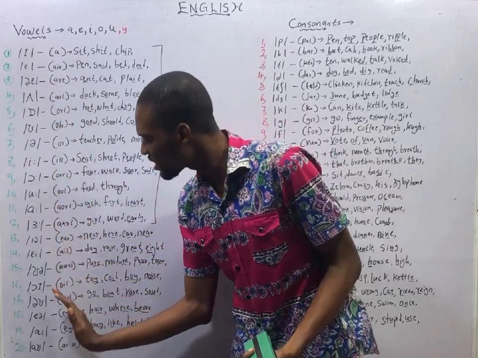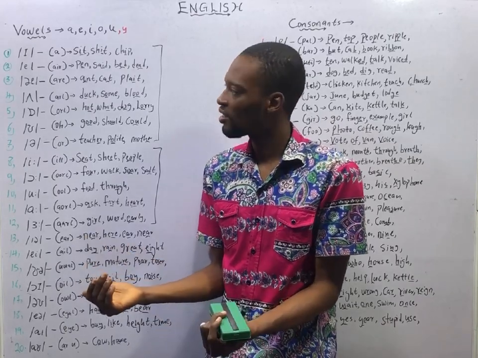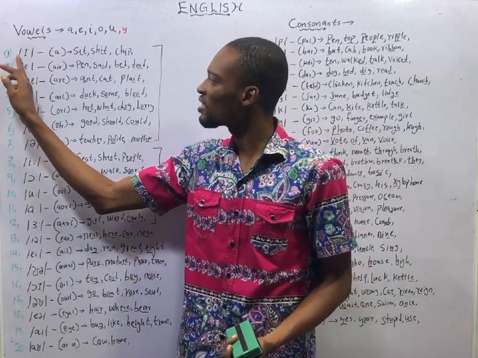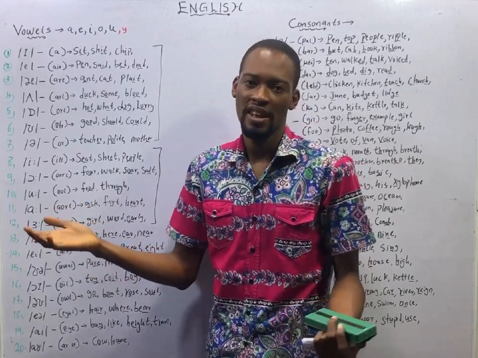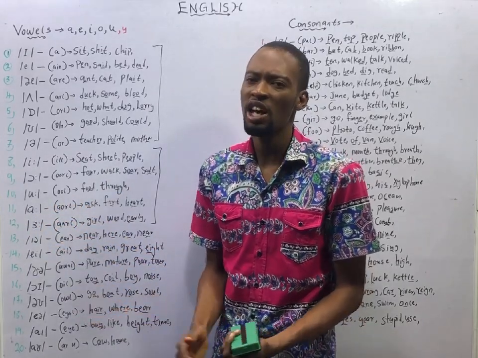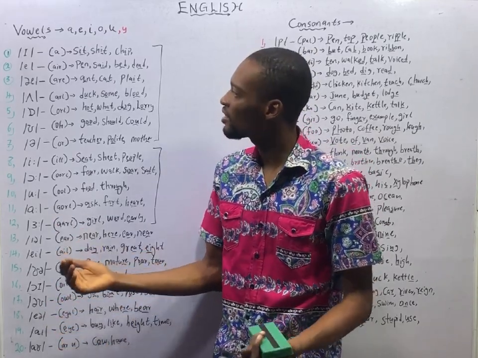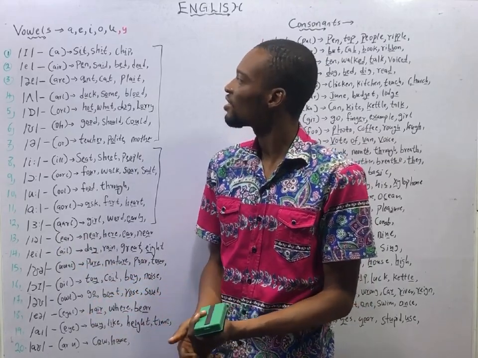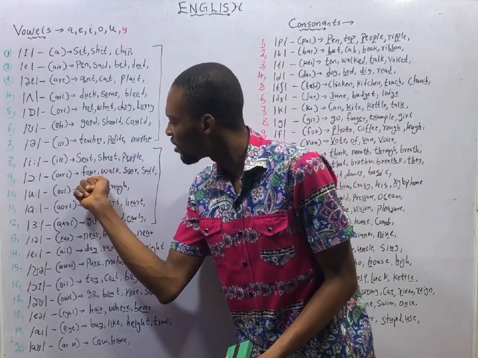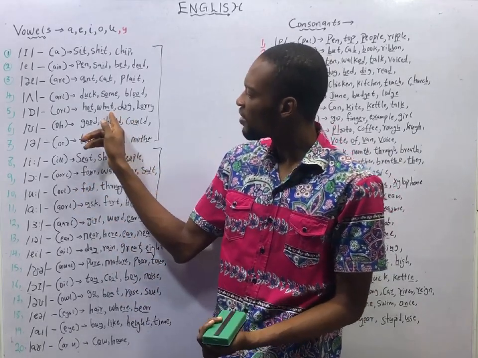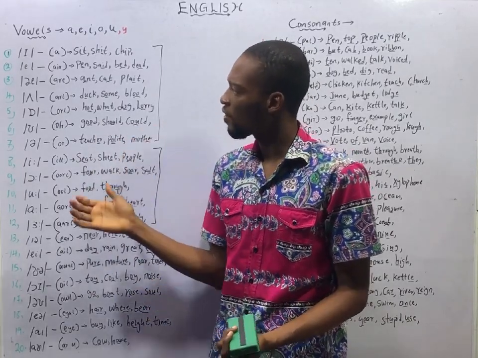Then in the bracket, you see that I've given a suggested way of pronouncing the sounds. Look at this sound. The letter is I, but the sound is ih. You can find this sound in words like sit, shit, and chip. They contain the ih sound. For each of the words, you see the letters marked. The letters marked are the ones carrying the sound.